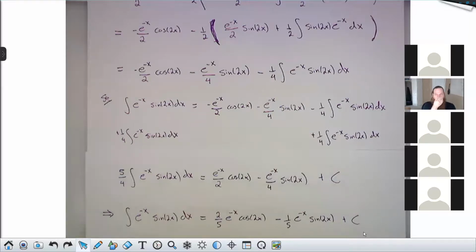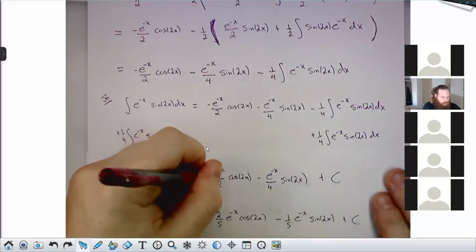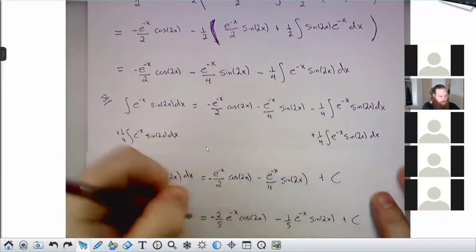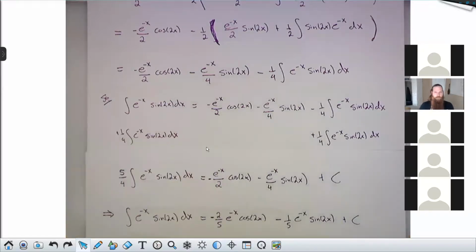Professor, how did the e to the negative x over 2 in the beginning become positive from being negative before you added the integral to both sides? Good catch. It should not have done. Yeah, it should have stayed negative. Thank you. That's an error on my part. Good catch.